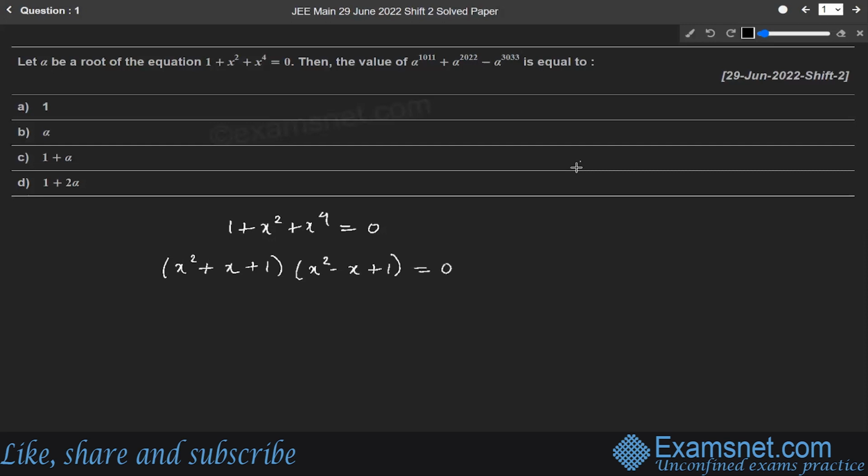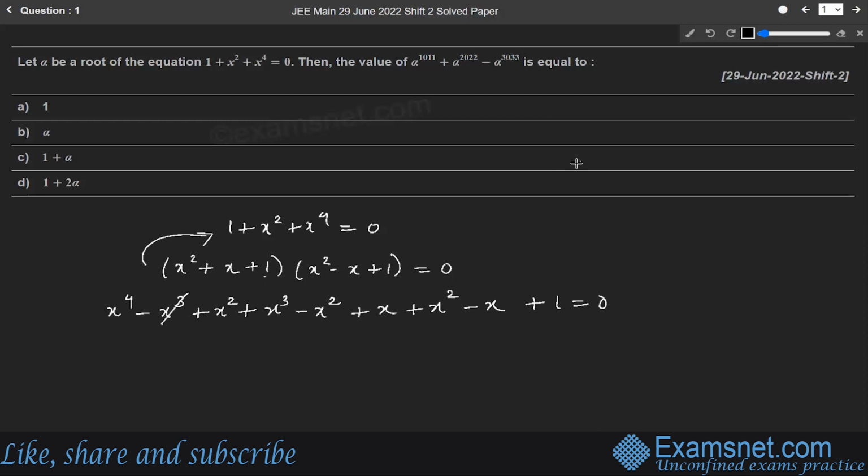There is a short trick to check these factors. When we multiply both these factors, we get the equation back. So let us multiply it and check it. X square into x square is x to the power 4. X square into minus x is minus x cube. X square into 1 is x square. Plus x into x square is x cube. X into minus x is minus x square. And x into 1 is x. Then 1 into x square is x square. Then 1 into minus x is minus x and 1 into 1 is plus 1.